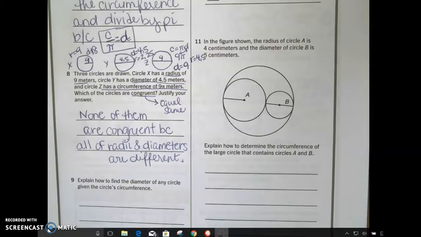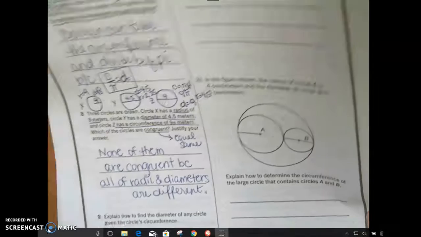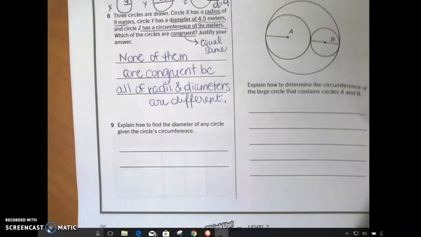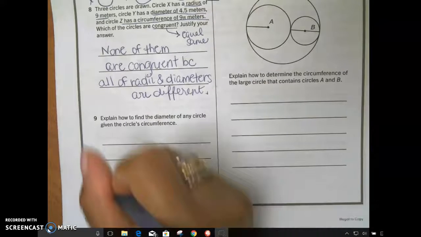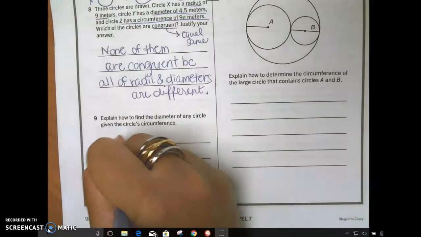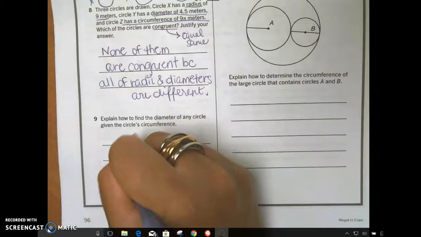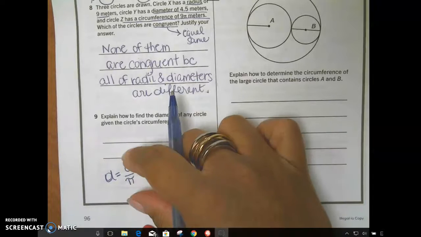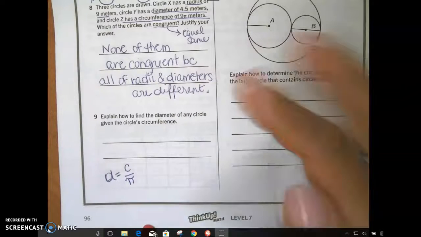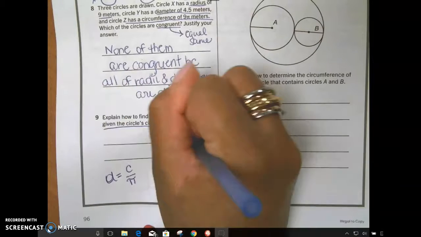Number 9. Explain how to find the diameter of any circle given the circle's circumference. We just discussed this in question 7. How to find diameter. Diameter equals circumference divided by pi. This is the equation form, or the algebraic form. How would I say this in word form, if I have a circumference?